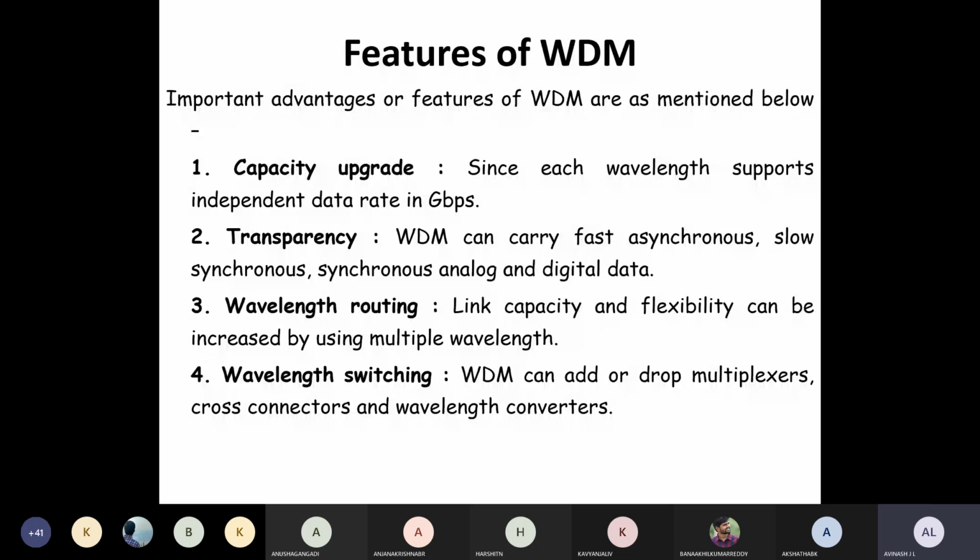That is exactly the meaning. So now the next thing is wavelength switching. When you're talking about wavelength switching, WDM uses an add or drop multiplexer, that is the first thing. The cross connector is the second thing. The third thing is wavelength converters.